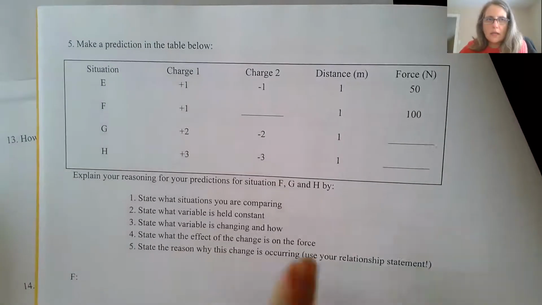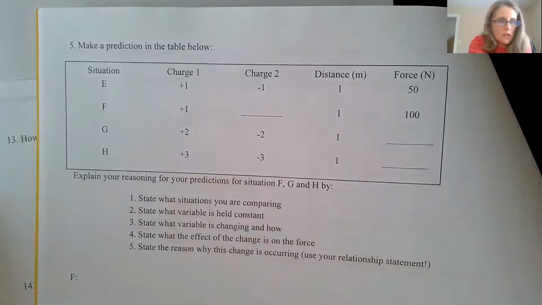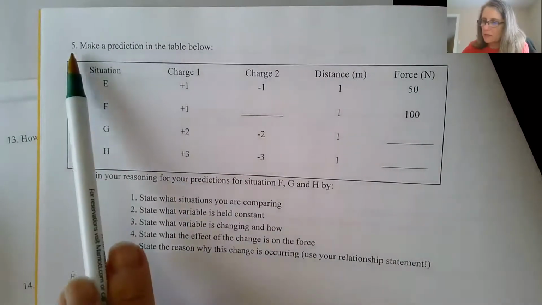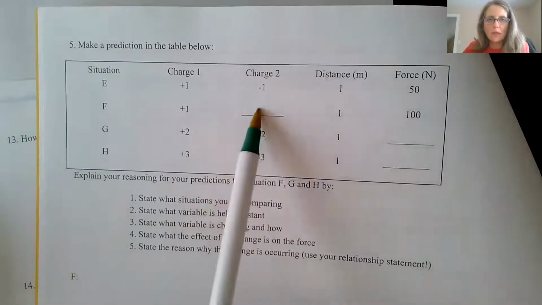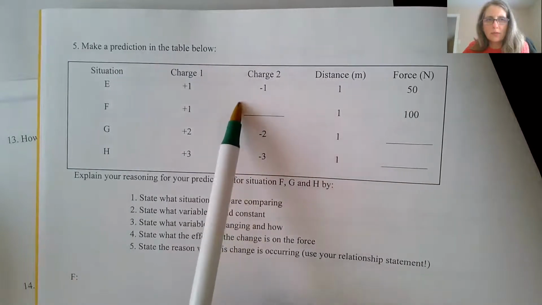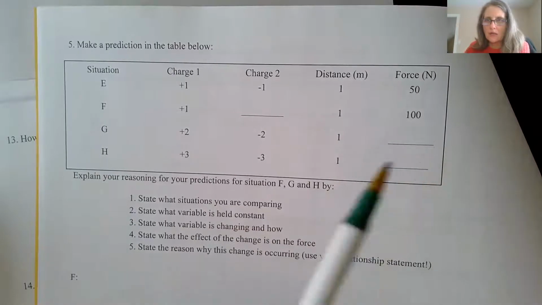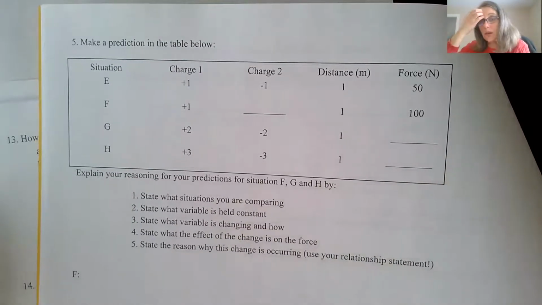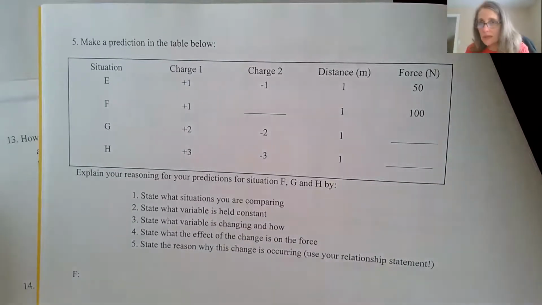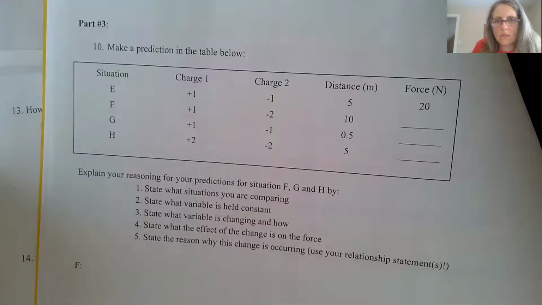So what I'd like you to do now is to turn to the next page and see if you could fill out number 5, make predictions in the table below. See if you could find what the charge would be for situation F, and then what the forces would be for G and H. And then after a second here, I'm going to pause the video. So you pause the video, you try it, and then you're going to see me explain it.